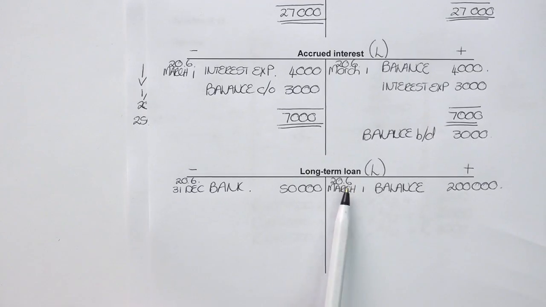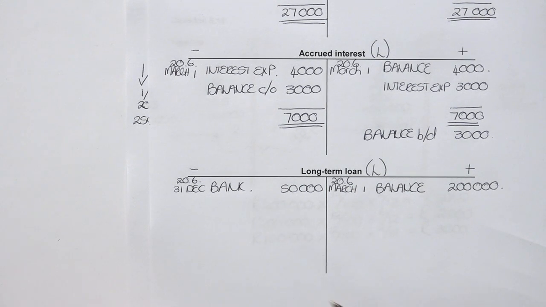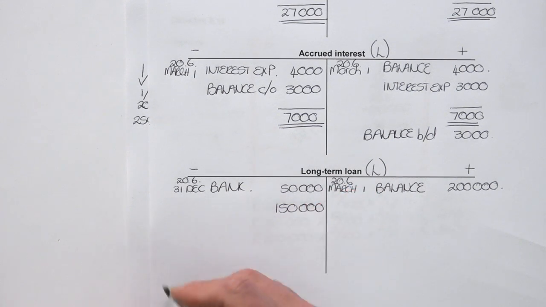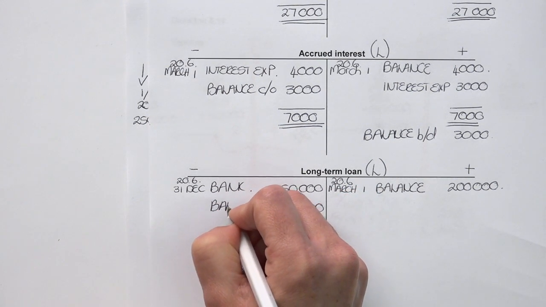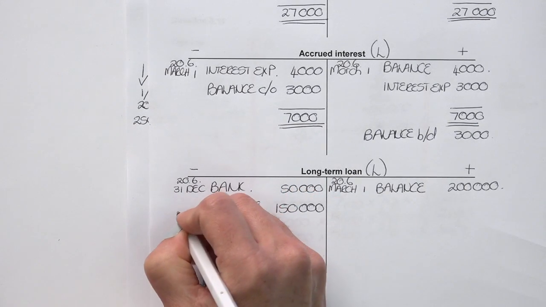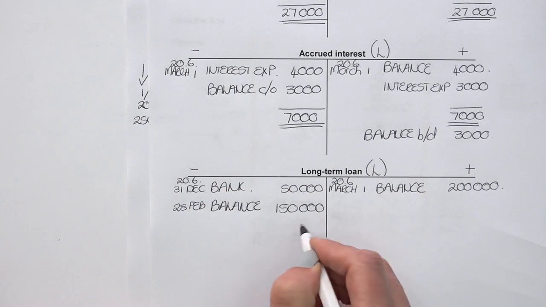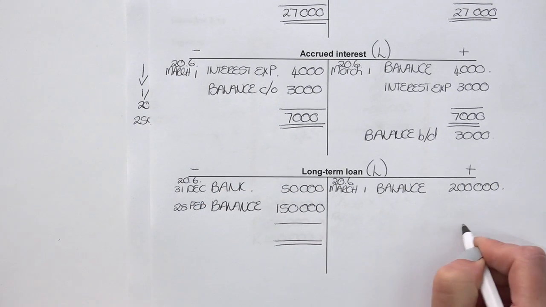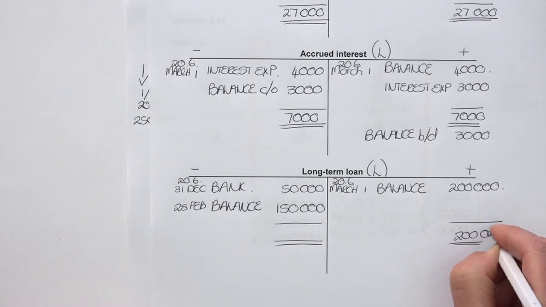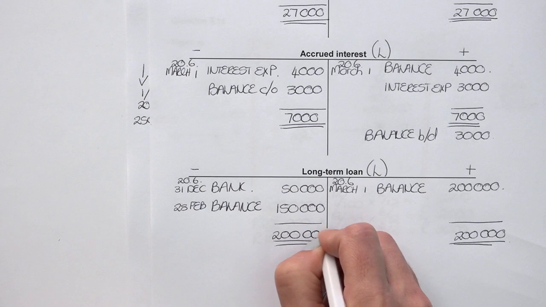I do the same with the long-term loan. I started with a credit balance. I paid 50,000, so I will have a balance of 150,000 at the end of the financial year. And we need this information so that we can do the disclosure in the financial statements.